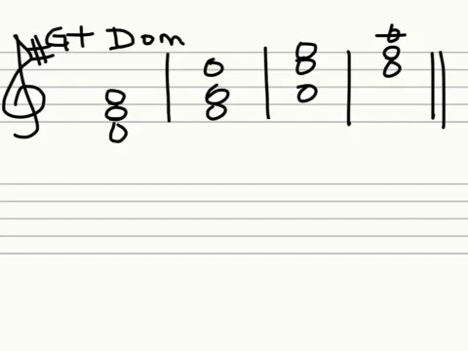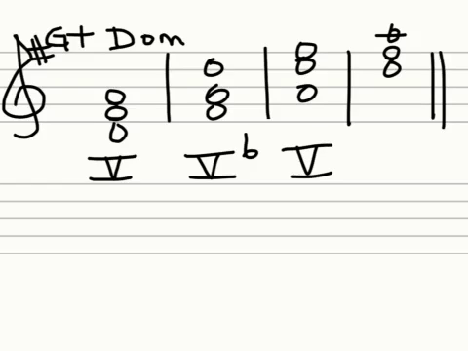So what's this first one called? What's the Roman numeral we would use? Yeah. V, because it's a dominant. And this symbol means 5. Okay, so that's a dominant triad. What would the Roman numeral be for the next one? 5, 6. And what about the next one? 5, 6, 4. Good.